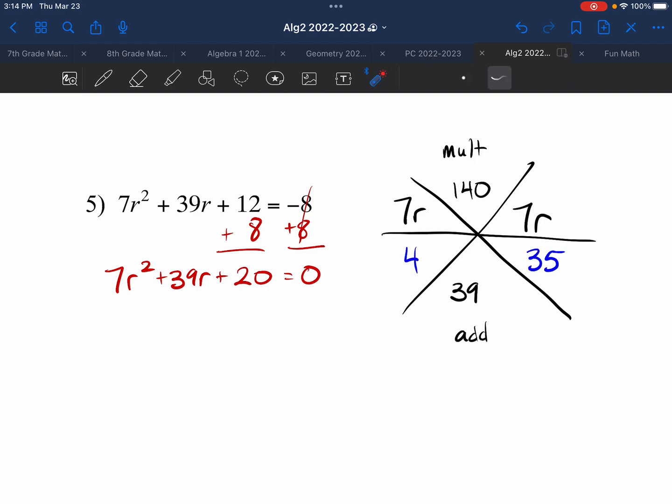Just double check. 4 times 35. It's kind of hard to check that counts up to 140. I'm just going to trust the multiplication table on that. But do they add up to 39? And yes, they do. 5 plus 4 is 9.